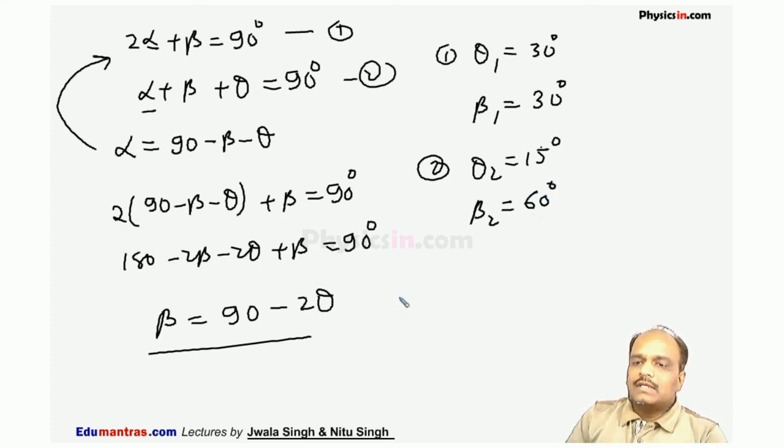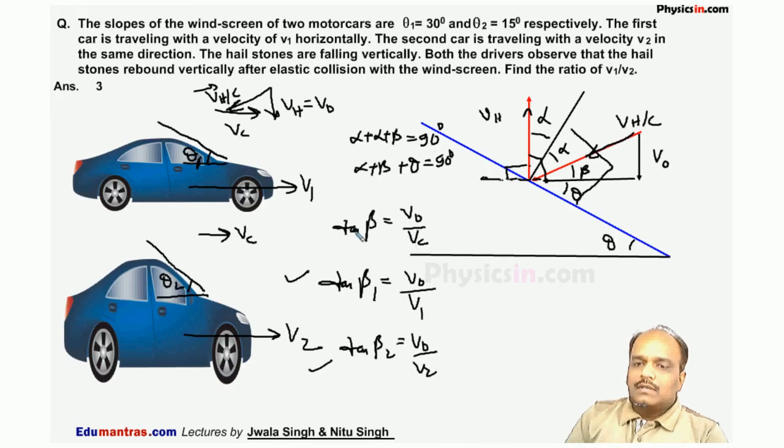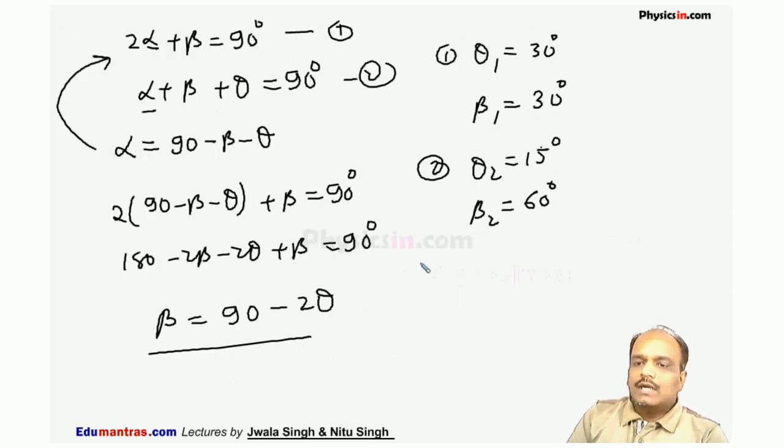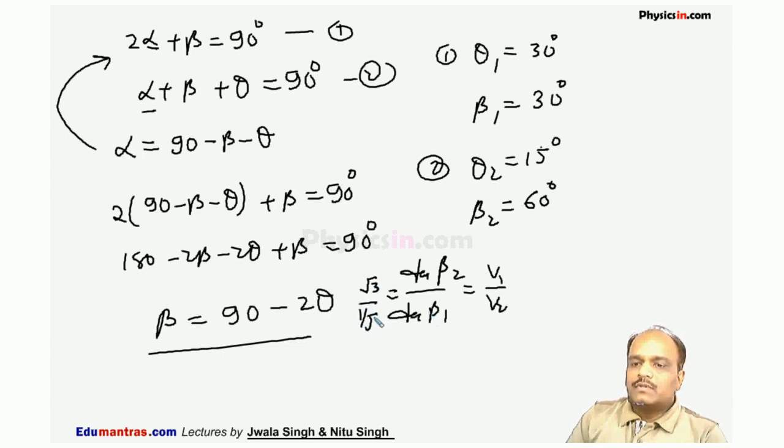So now we can say from this expression, tan beta 1 is v0 by v1, tan beta 2 is v0 by v2. So we can say tan beta 2 by tan beta 1 must be equal to v1 by v2. And we know tan beta 2 is tan 60, tan 60 is root 3, and tan 30 is 1 by root 3. So from here we get v1 by v2 is root 3 into root 3, that is equal to 3, and this is our answer.